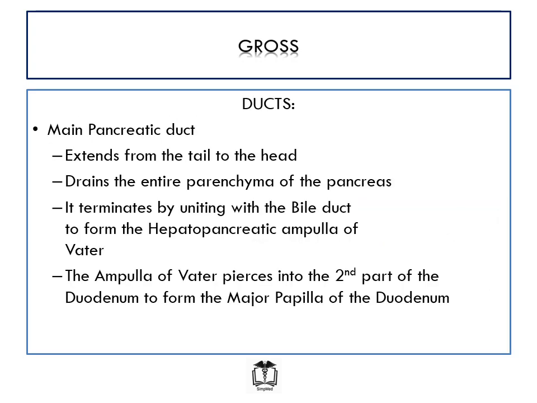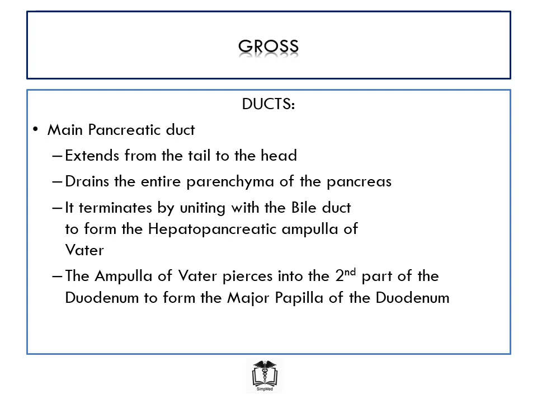Starting with the main duct, the main pancreatic duct tends to extend from the tail to the head of the pancreas. So it tends to span the entire parenchyma of the pancreas because it starts from the tail and ends at the head. Ending at the head, it drains all pancreatic secretions from that area of the pancreas. It terminates by uniting with the bile duct. So it's the main pancreatic duct of Wirsung that connects with the bile duct, and their connection will give rise to the hepatopancreatic ampulla of Vater, what we just normally know as the ampulla of Vater.